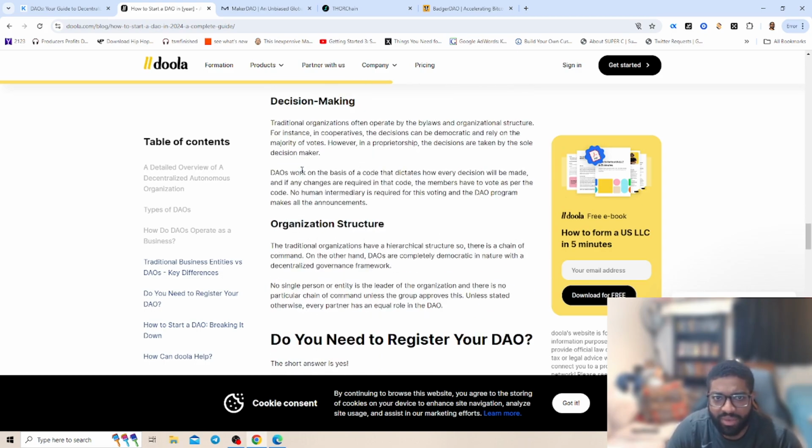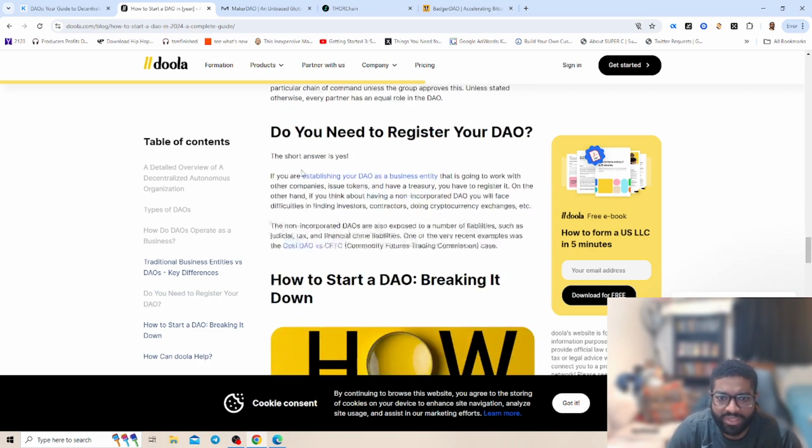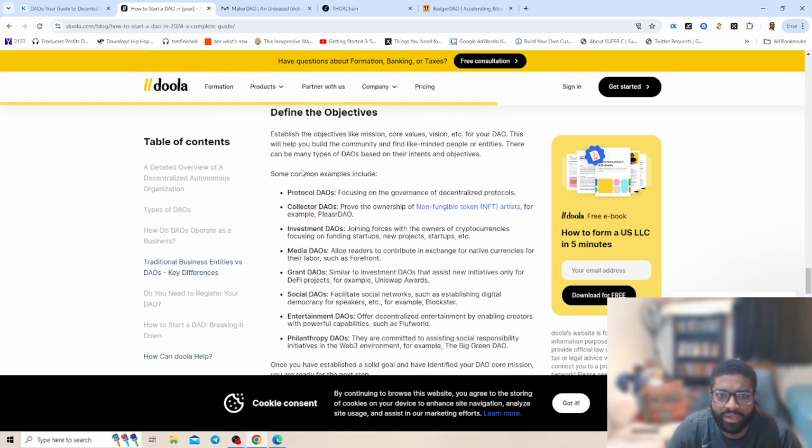They have transaction management, decision-making, organization structure. So even just breaking it down, let's define the objectives and go over some common types. Establishing objectives like mission and core values, with examples for your DAO, will help you build the community and find like-minded people or entities. There can be many types of DAOs based on the intent and the objective.